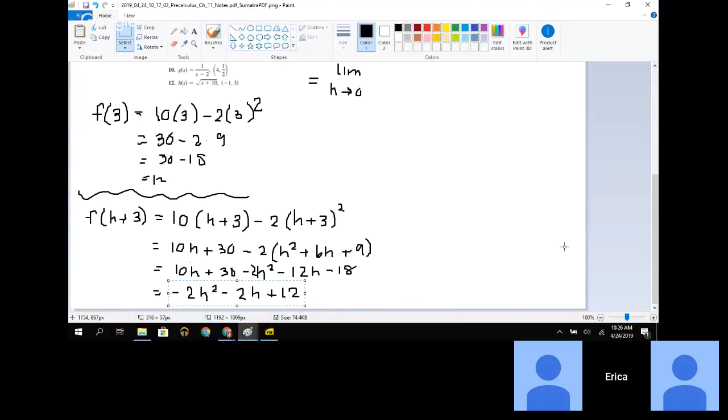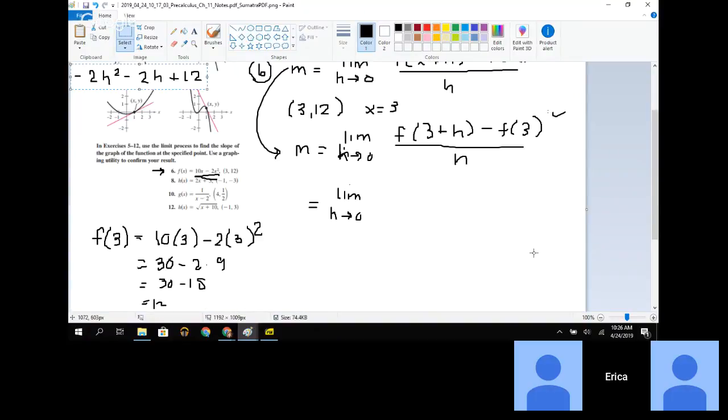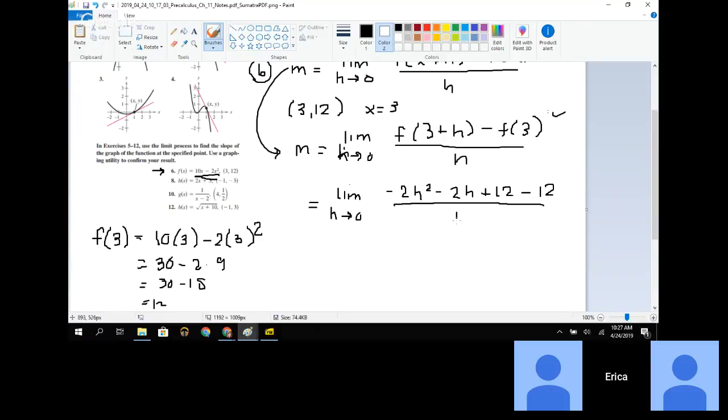Okay. I'm going to plug this back in for my f of 3 plus h, or h plus 3, right? And then I need to subtract my f of 3. So I'm going to subtract this down here, my f of 3, right? Minus 12, divided by h. Promise we're almost getting there.